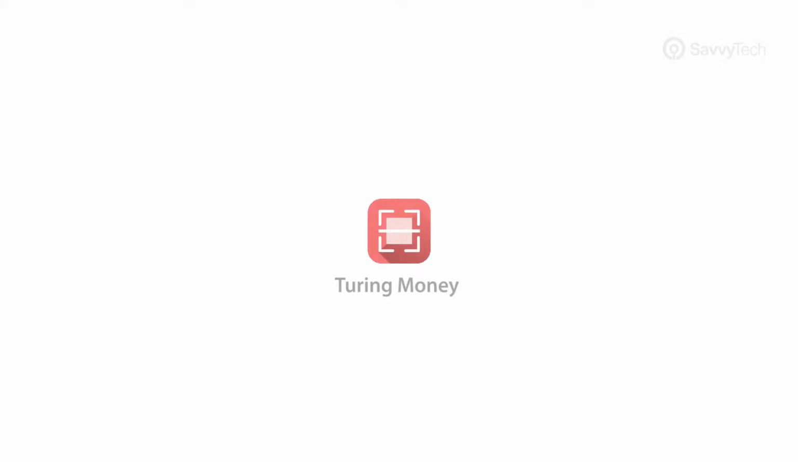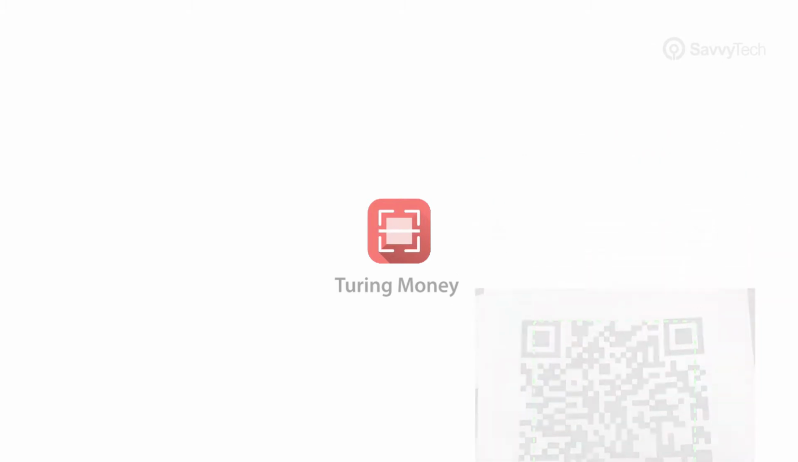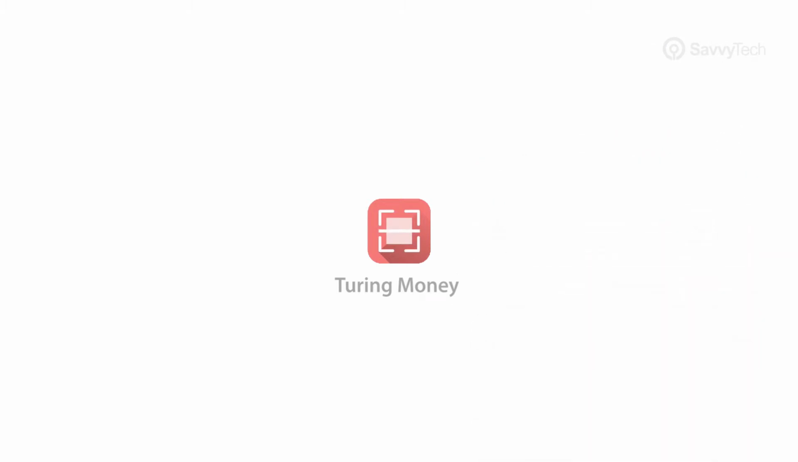Turing Money is a distribution tool. You and your employee can use it to scan the QR code on the box, and the info of the device will appear on your dashboard.